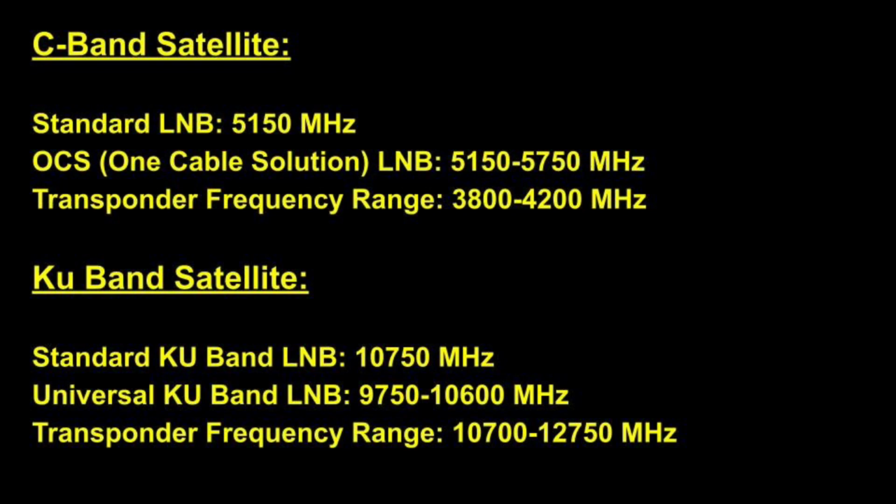Now, of course, this reflects the newly allotted C-band frequency range for TV after the cell phone C-band auction. And for KU band satellite, you're probably using either a standard or a universal KU band LNB. So you'll set the local oscillating frequencies as you see on the screen there in your receiver. And when you do that, your receiver is expecting the transponder frequency to be somewhere between 10,700 and 12,750 megahertz. Now, if these things don't jive in your receiver, then you're probably going to get that out of range message.